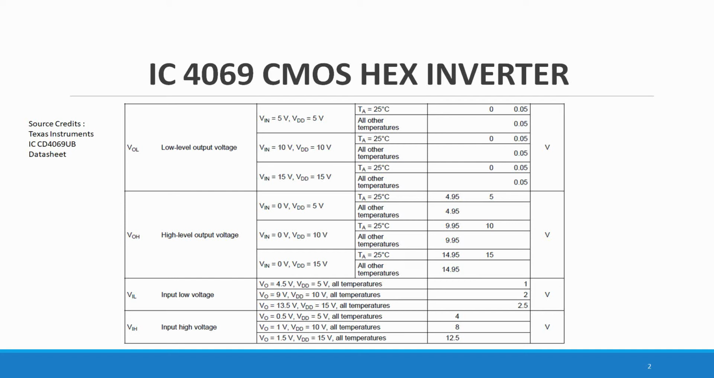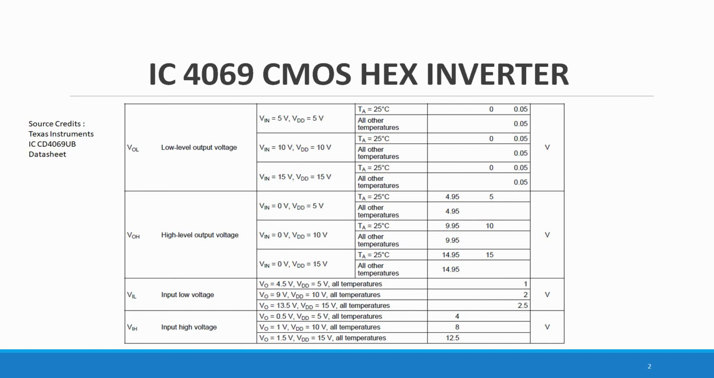According to the datasheet, VDD is equal to 5 volts, which is the power supply. The maximum value for the logic 0 input voltage is 1 volt, and the minimum value for the logic 1 input is 4 volts. For the output, with VDD again 5 volts, the maximum logic 0 output voltage is 0.05 volt, and the minimum logic 1 output is 4.95 volts.